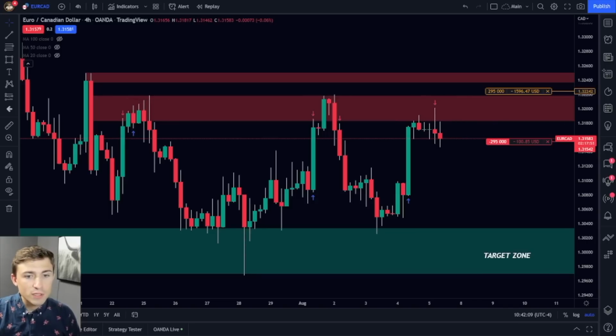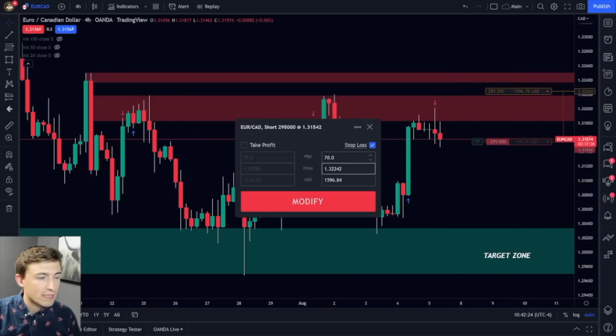Now my stop loss placement is very specific here. If we look left, we just have the top of our zone here. If price breaks the top of our zone by any margin, I'll just be out of the trade and look for an opportunity to potentially re-enter later. I'm risking, let's see if I pull up the trade here, I'm risking a total of 70 pips here, which comes out to about $1,600.